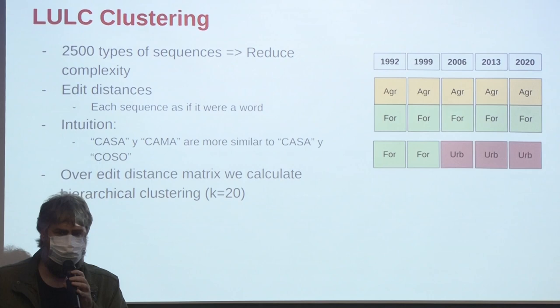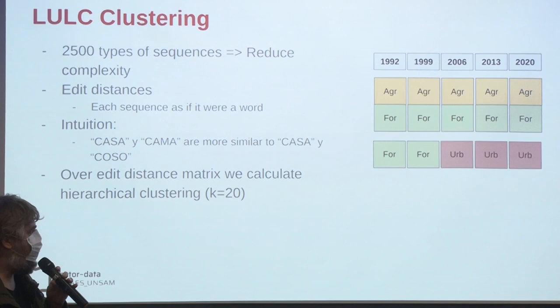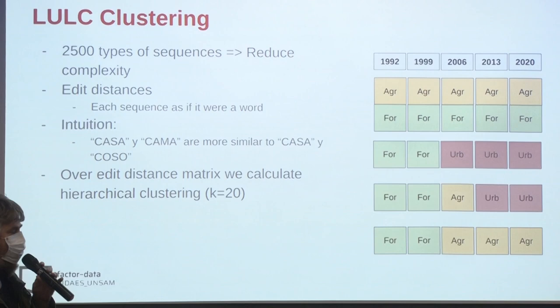If you think of this as a word and each class as a letter, we can count the number of operations that we have to do to transform this word of the sequence into this one or into this one. Perhaps with words it could be a little bit more clear.